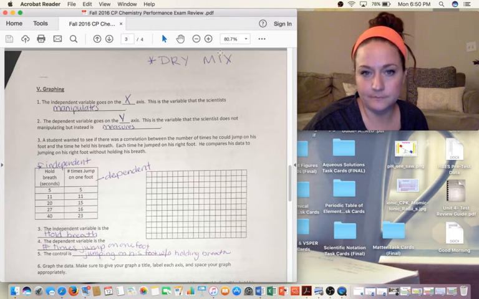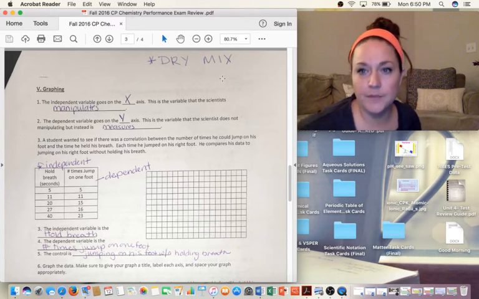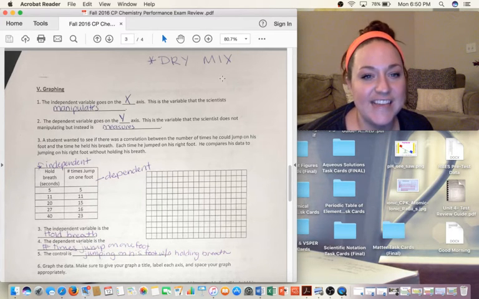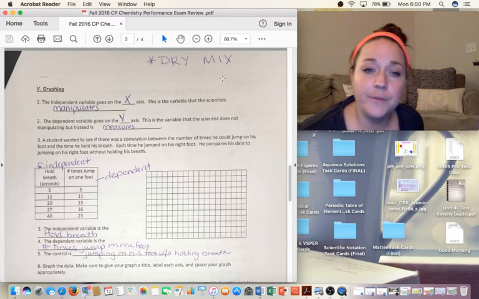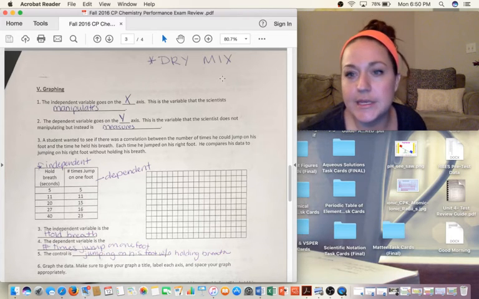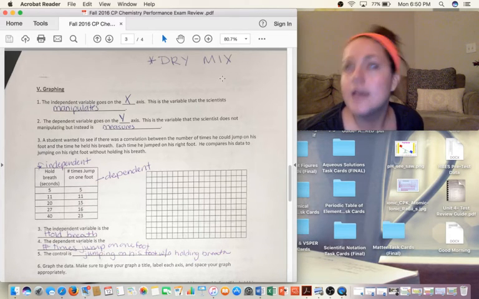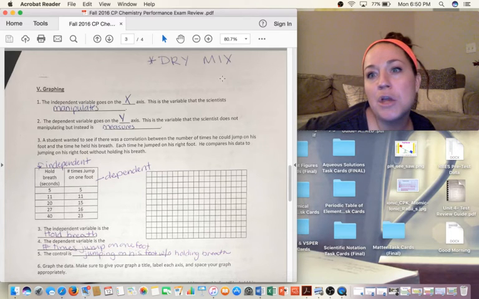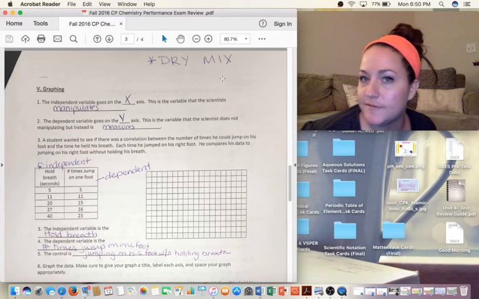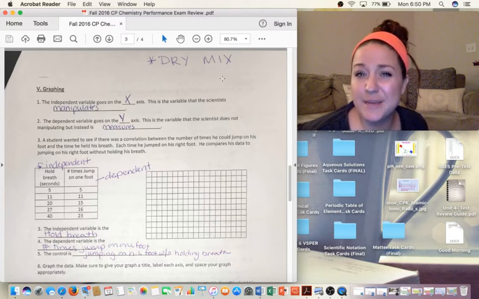X-axis, independent variable. The independent variable goes on the x-axis. This is the variable that the scientist manipulates. He controls it. He makes the decisions of, are we going to time Timmy at 5 seconds for how fast he can go, 10 seconds, and 15 seconds? Those would be independent variables, something the scientists control.